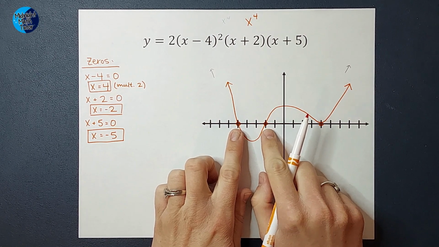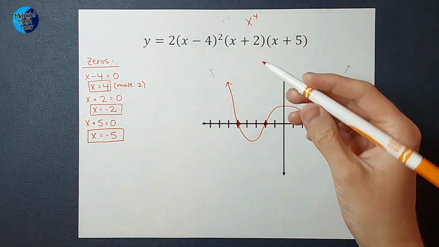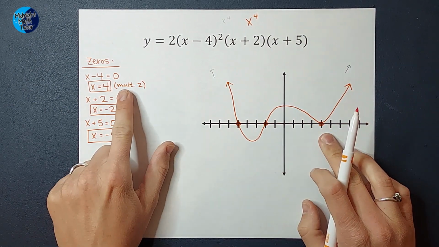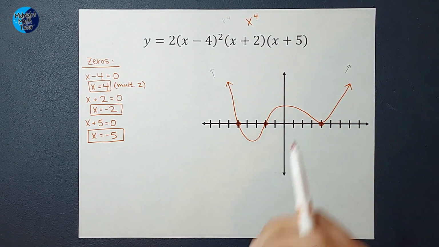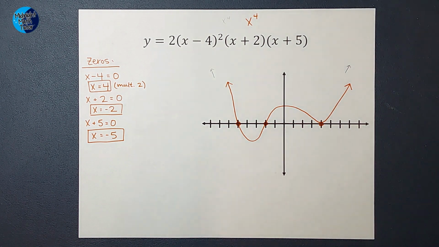Because these 2 points, -5 and -2, had a multiplicity of 1, an odd, it went right through. Because this one had a multiplicity of 2, an even multiplicity, it bounced off that. And because I already figured out my end behavior, I knew they both ended up.